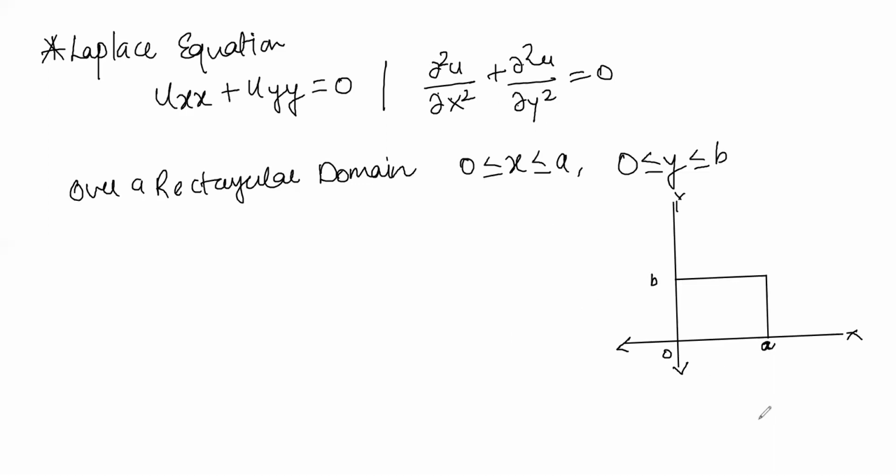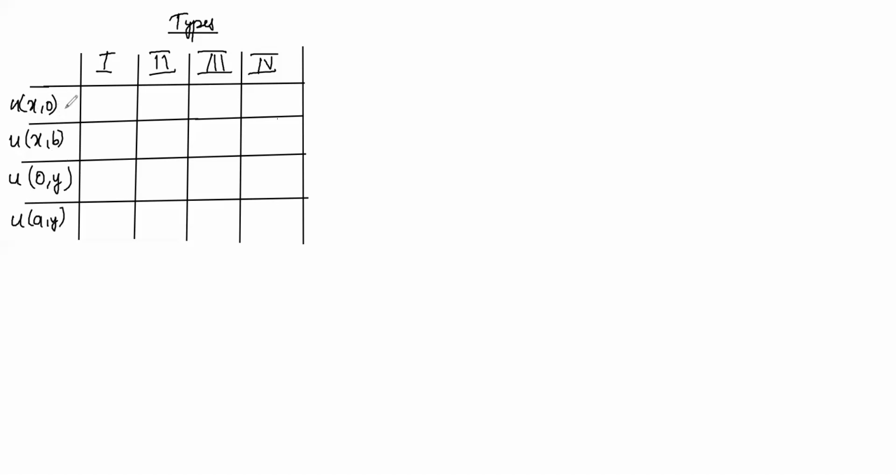Now let me explain the types. We have type 1, type 2, type 3, and type 4. So we have mainly 4 types of Laplace equation. The Laplace equation will be the same; the only thing that will differ is the boundary conditions. So I'll explain the boundary conditions. Here is your u(x,0), and then u(x,b), and then u(0,y), and then u(a,y). That's how it will be defined.